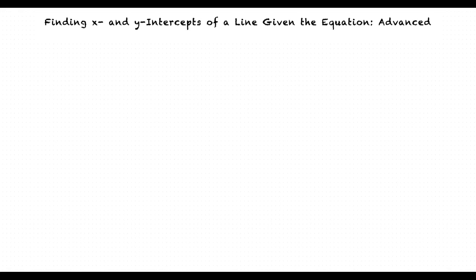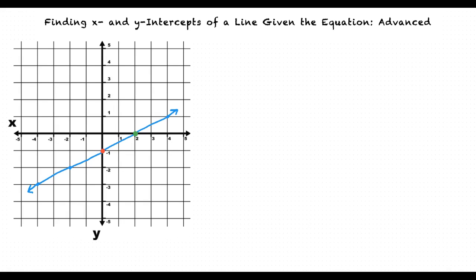This video will cover the topic, finding x and y-intercepts of a line given the equation. Advanced. What are x and y-intercepts, and what do they have to do with a line? Good question. An x-intercept is a point where the line, produced by the equation, intersects the x-axis.